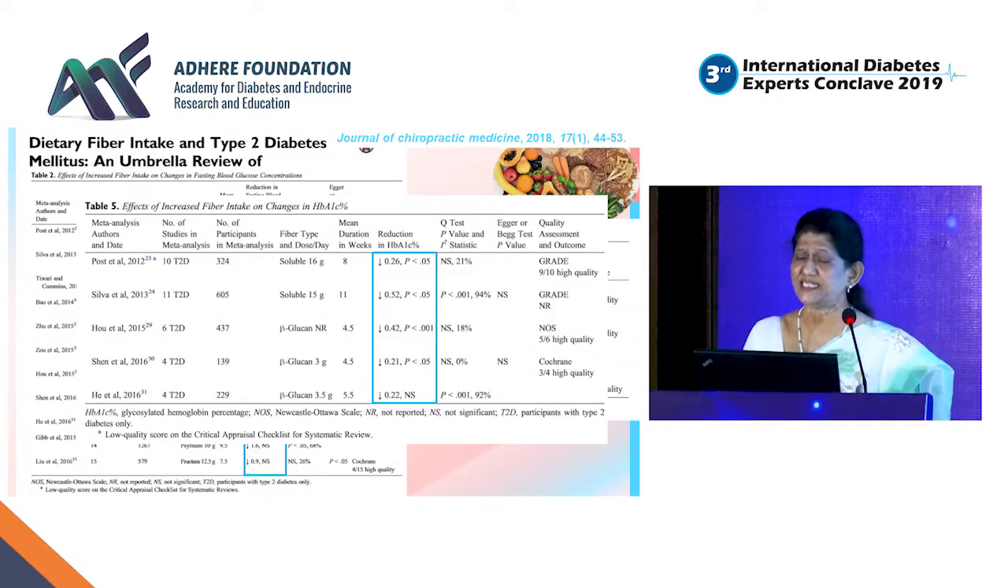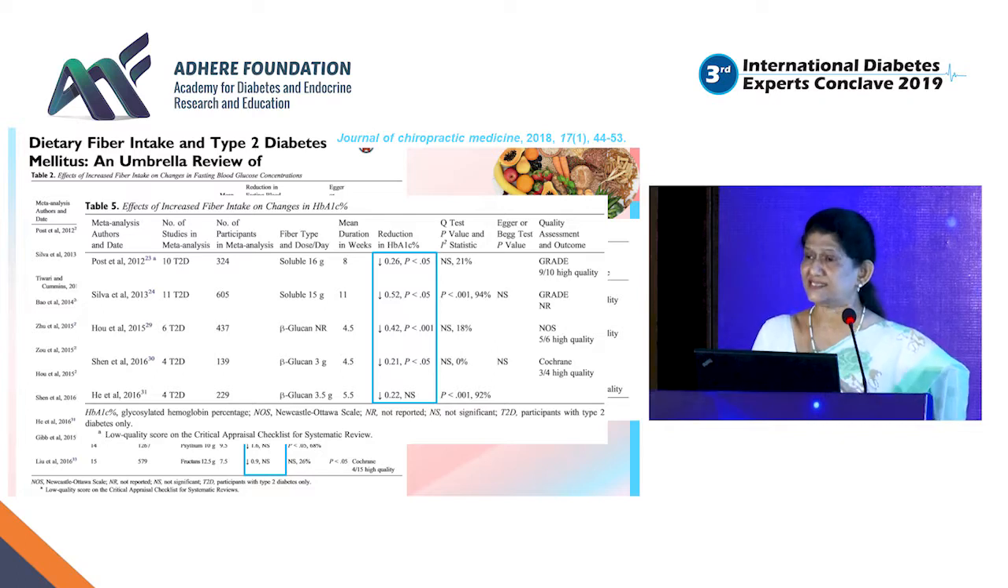So these are the studies with umbrella review. One of the studies, published recently in 2018 in the Journal of Chiropractic, shows a reduction in fasting blood glucose, if you just see the mark in blue. It also shows a reduction in insulin concentration, and a reduction in your HbA1c. So these are the recently published studies and meta-analyses.